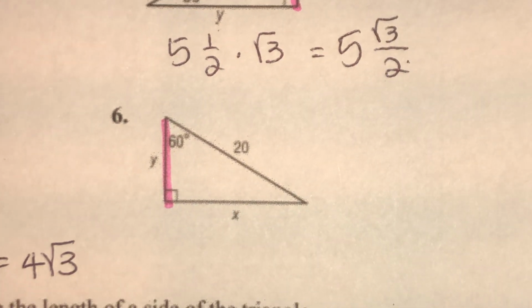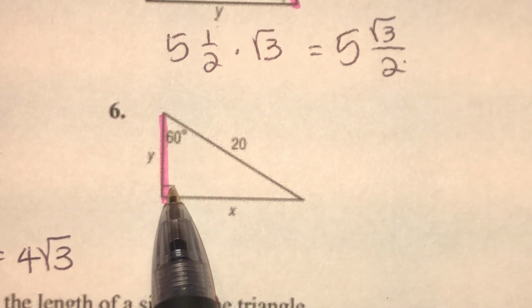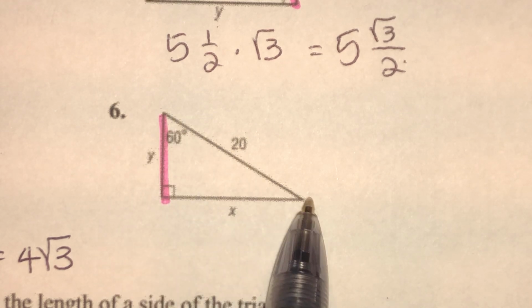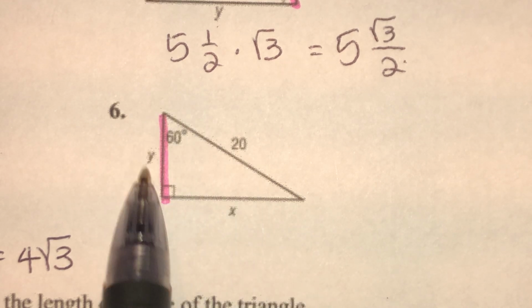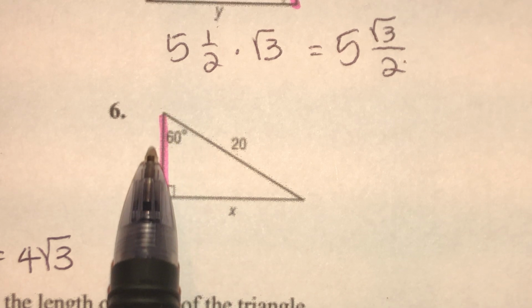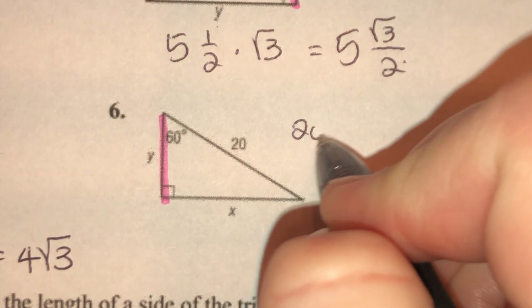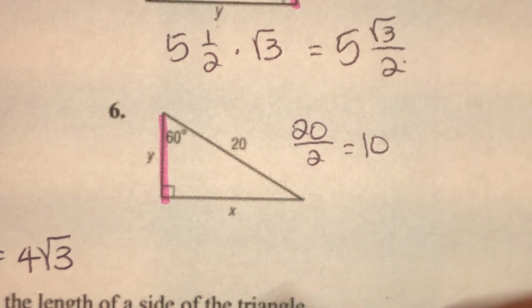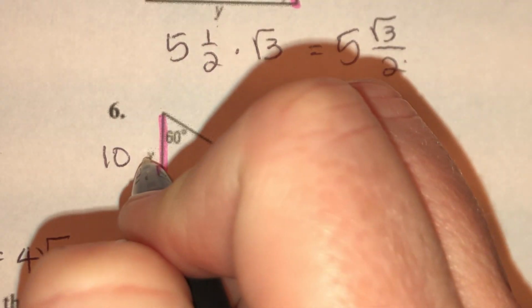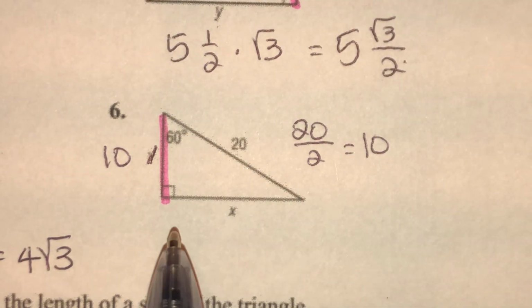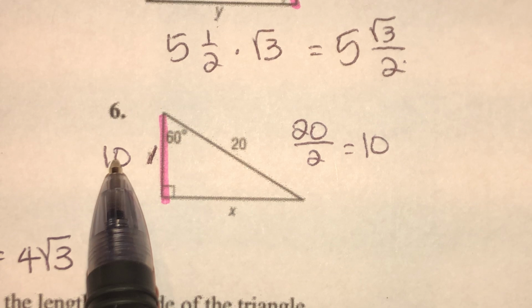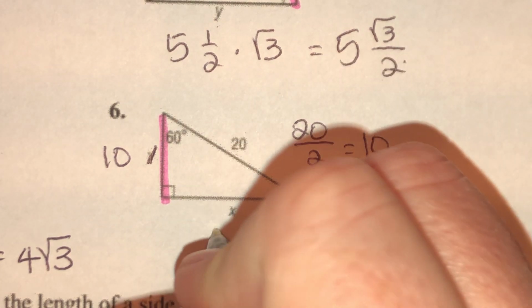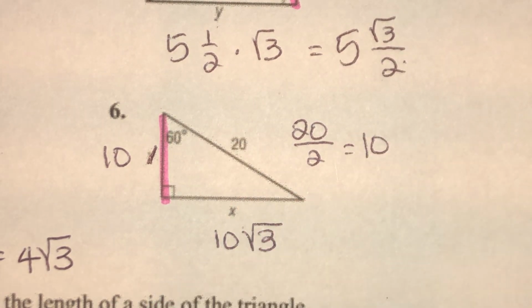Okay, last one, number 6. I've got my short leg. If I double it, I get my hypotenuse. So if I go backwards, I'm going to divide this by 2 to get my short leg. 20 divided by 2 equals 10. So my short leg equals 10. And then, of course, to get the long leg, I take the short leg and multiply by the square root of 3. 10 square root of 3.